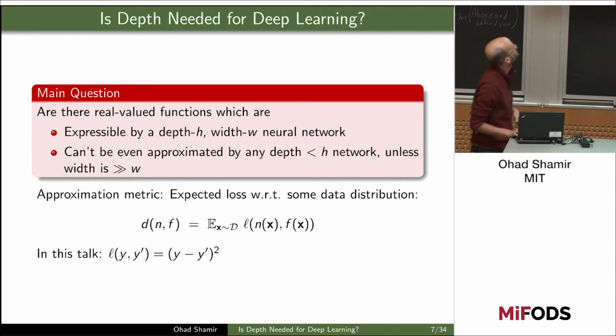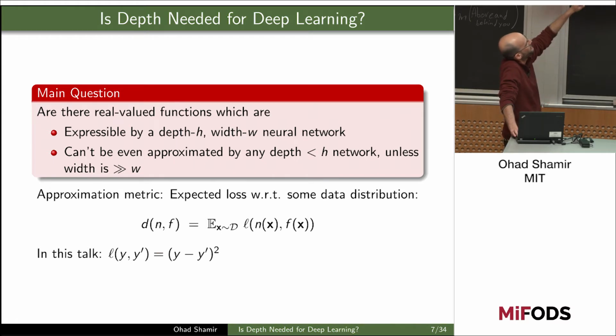And following your question, the kind of approximation metric that is most natural in the context of machine learning is that we look at the expected loss with respect to some data distribution. So particularly in this talk, it'll be the square difference between the network and the target function in expectation over some distribution over Euclidean space. OK?